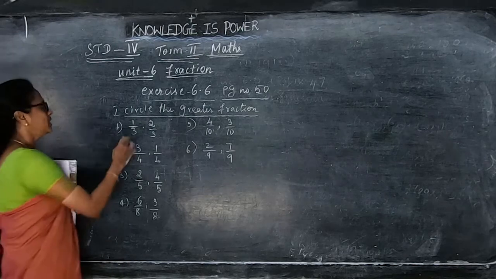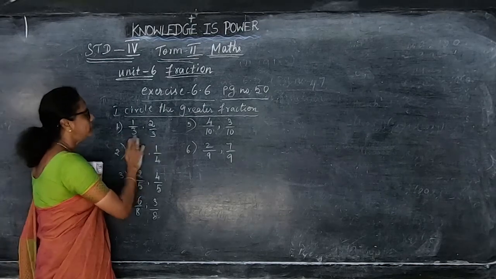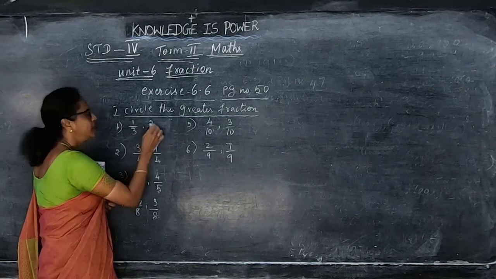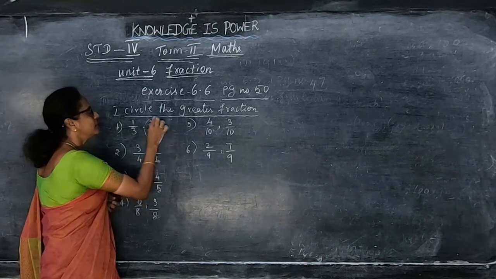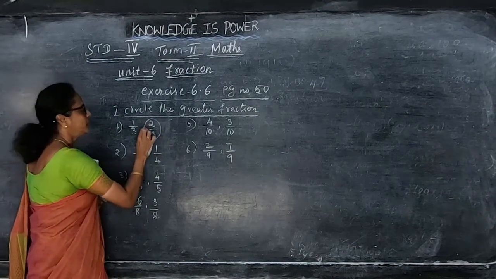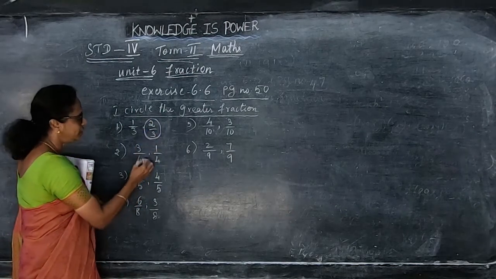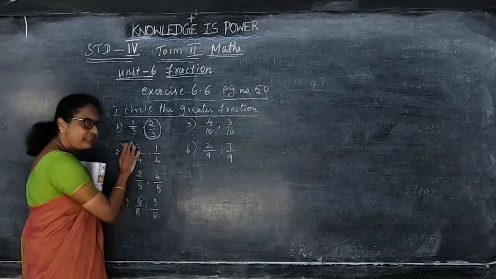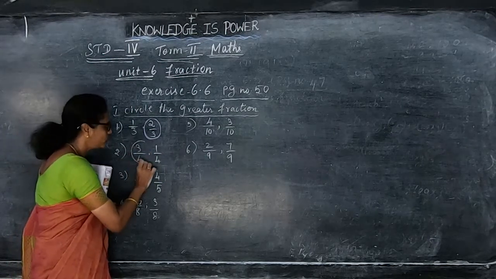Which is the greater? 1 by 3 or 2 by 3, the denominators will always be the same. So look at the top, here 1, here 2. So 2 is greater, you circle this number. Okay, 2 is greater. Then 3 by 4, 1 by 4. You should only see the greater number in the numerator. Denominator you should not see.